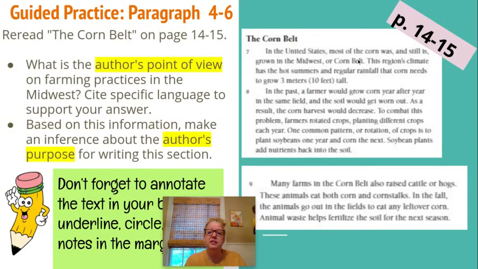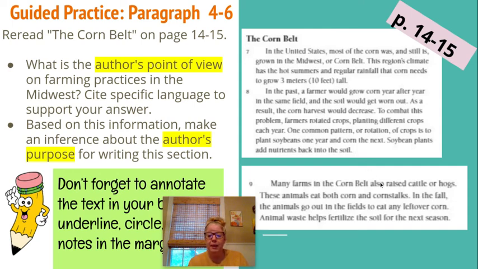Well, if I'm looking at this text, I think that the author is making a point about how farmers have developed different methods of helping their corn to grow. One sentence that I might underline in my text is, "To combat this problem, farmers rotated crops, planting different crops each year." That's a fact, okay? It's not the author's opinion, it's a fact that the farmers would change what was being planted in that field year after year so the soil wouldn't get worn out.